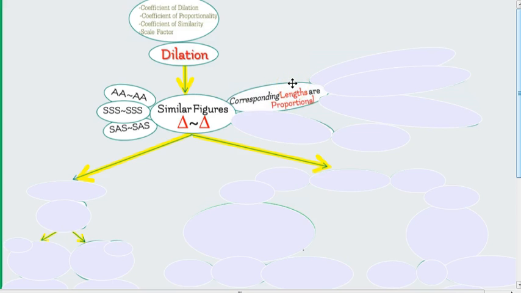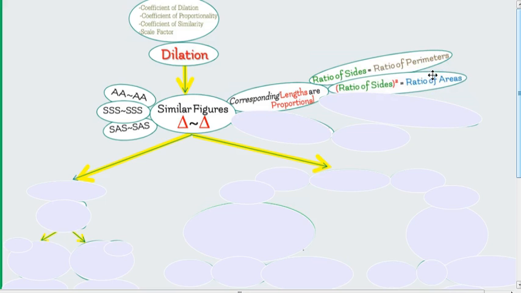Their corresponding sides are always in proportion. That means they could be compared by division in a ratio. The ratio of sides will be the same as the ratio of perimeters, no matter what kind of figures are similar. It is also true that if you take the ratio of sides, or ratio of perimeters for that matter, and square it, it would be a ratio of areas.